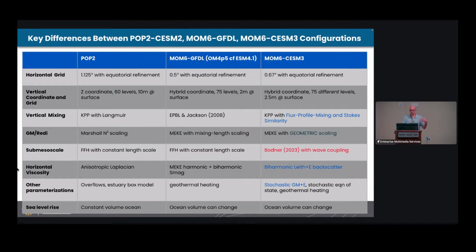So for example, with CSM3, we now have KPP with the FP mix and Stokes-Mohs package, which combine wave information to drive vertical mixing. We also have the latest in the mixed layer eddies parameterization from Bodner et al. 2023. We added wave coupling to it. And then we have 2 flavors of backscatter. We have the Lith plus E backscatter, putting back some of the energy dissipated by the biharmonic operator. And then we also have the stochastic GM plus E, which is recycling some of the energy lost by the GM flattening of the isopycnals.